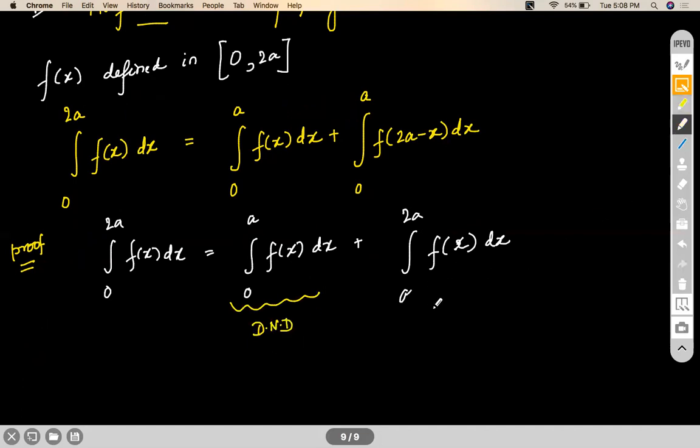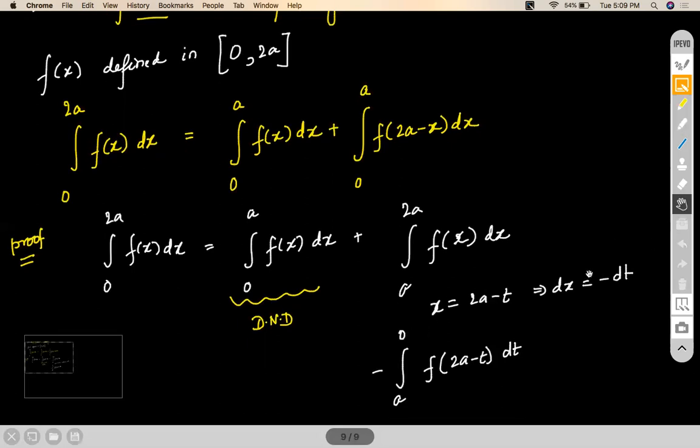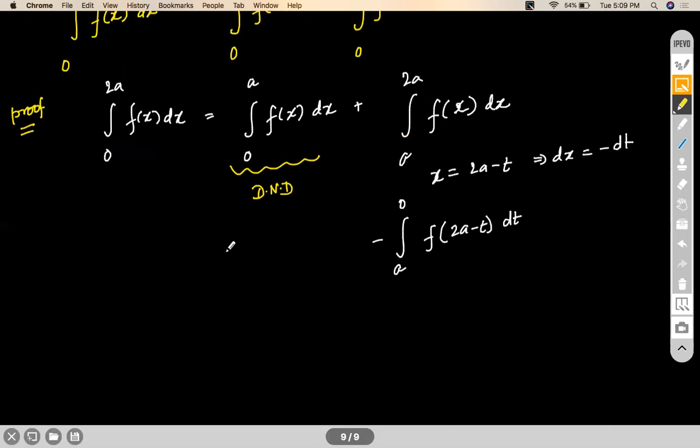Here you can take x to be 2a minus t. That means dx will become negative dt. So f of 2a minus t dx becomes negative dt. Now what about the limits of integration? When x is a, t is a. And when x is 2a, t is 0. So 0 to a f of x dx plus this.